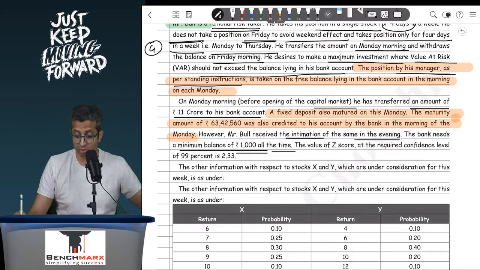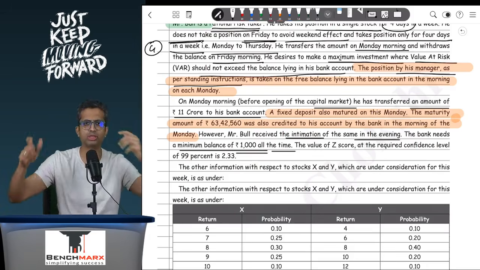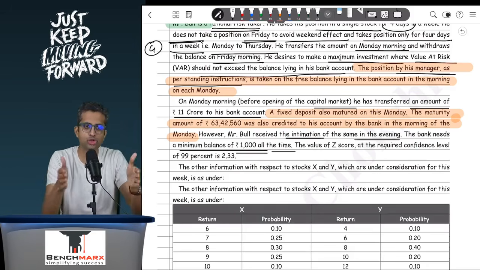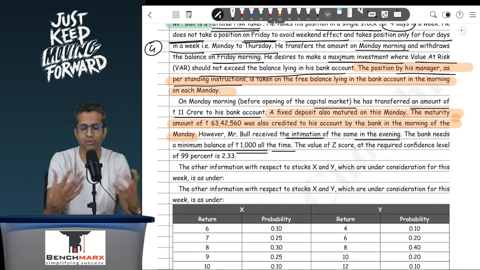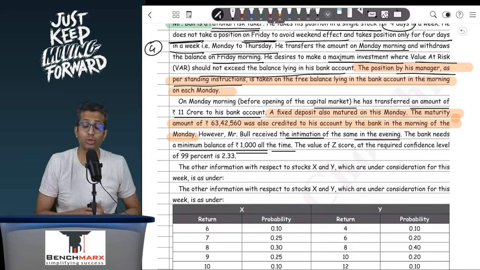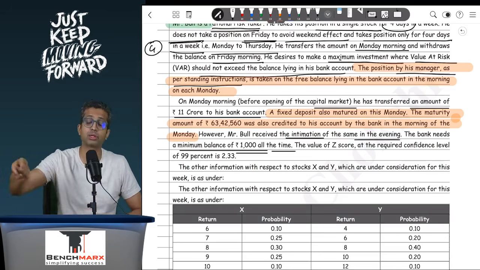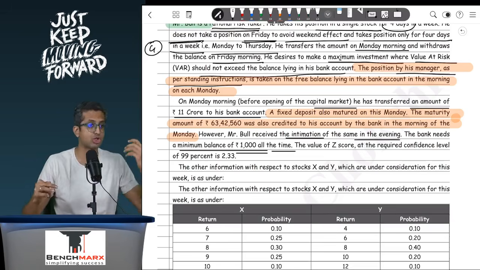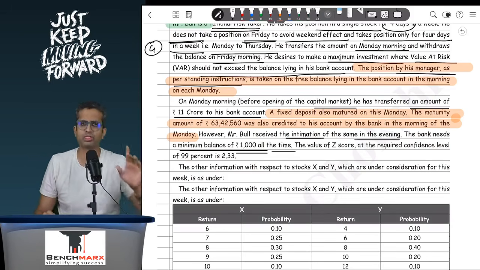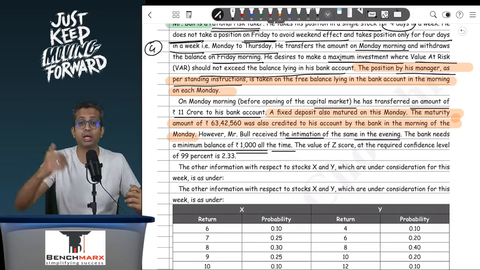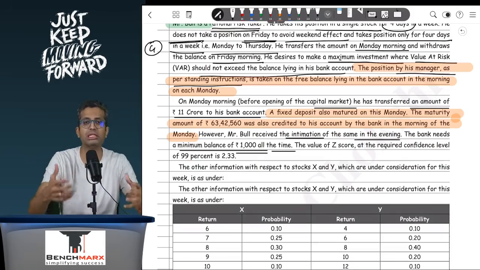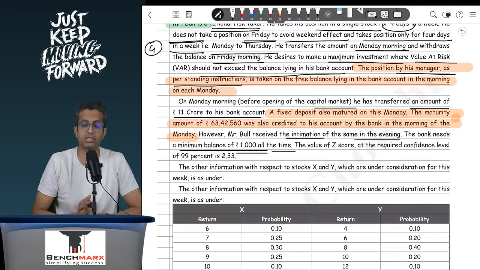See, Mr. Bull is receiving the intimation in the evening. So now a lot of students have this doubt: should you consider 63 lakhs while considering the calculations? The answer is yes, because the position is not taken by Mr. Bull, it is taken by the manager of Mr. Bull as per his standing instructions, and the manager does not call up Mr. Bull to ask him how much is the position taken. The manager will take the position based on the free balance lying in the bank.